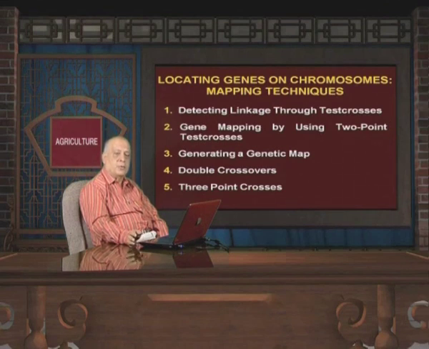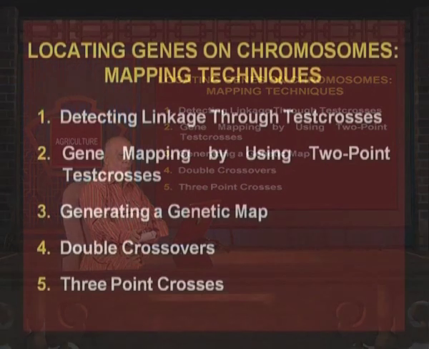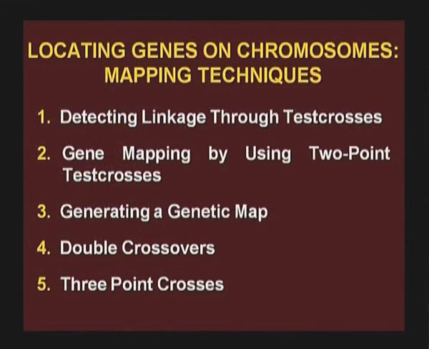Then we knew about cell division, and cell division led to the understanding of linkage and crossing over, and now that understanding of linkage and crossing over is giving a way to understand genetic mapping techniques. These involve detecting linkage through test crosses, gene mapping by using 2-point test crosses, generating a genetic map, double crossover and 3-point crosses.